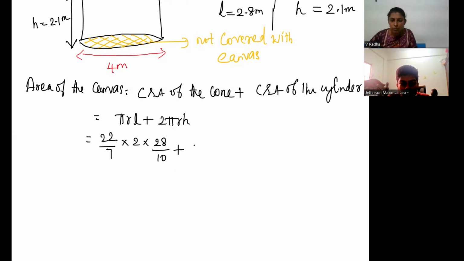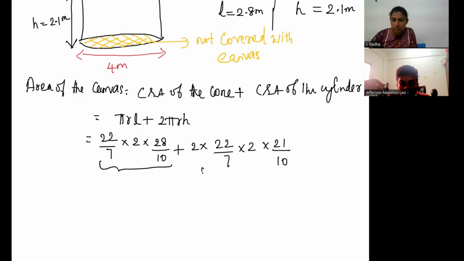Plus 2 times 2.8 can be written as 28 by 10. So this will be easier, 28 by 10. From a student's point of view, this fraction format is very easy to get cancelled. So 22 by 7, radius is here also 2. Height of the cylinder is 2.1, we can write as 21 by 10.